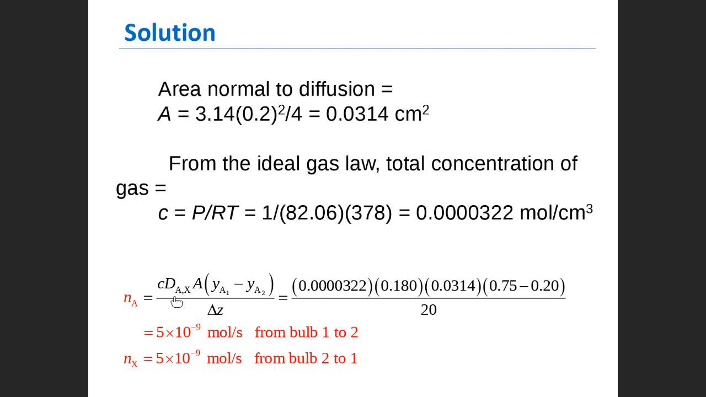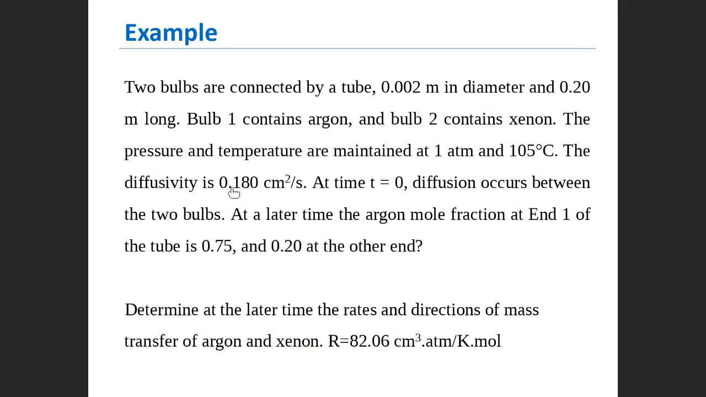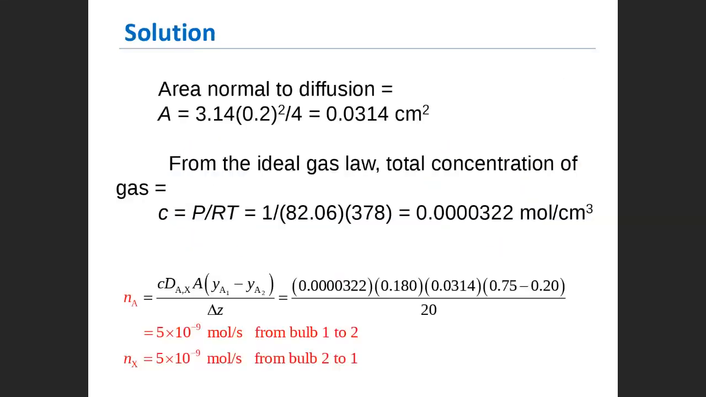What about diffusivity? It was given, yeah? It is 0.18 centimeters square per second. So diffusivity was given. So that's 0.18. Remaining is also delta Y, the change in mole fraction. So 0.75 minus 0.2 for argon, because we are finding it in A. Delta Z is the 20 centimeter, which is the length of that tube.